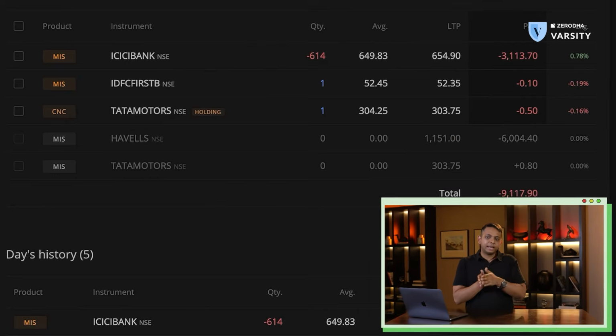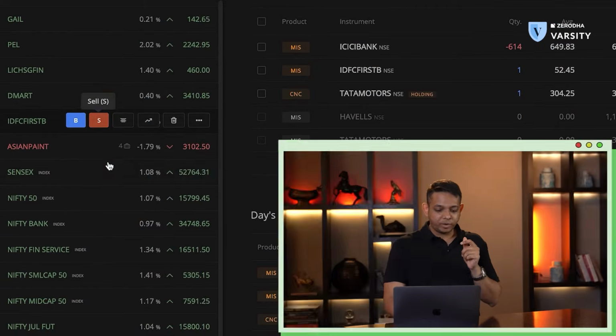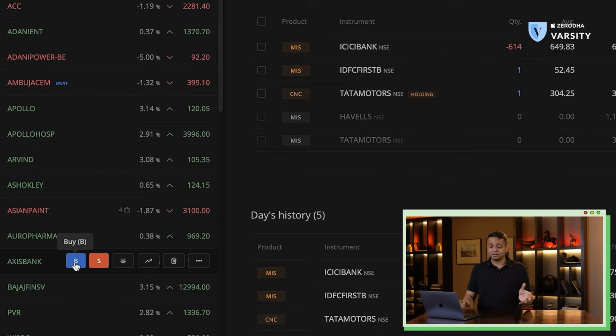So now we placed the order to buy a stock and went long intraday and then placed a stop loss order. Now, what if I want to place the entry and the stop loss together in one shot? Well, that's called a cover order or a CO order. Let me show you how simple it is to do. First, select a stock where you want to do this on. So let's do this on Axis Bank.